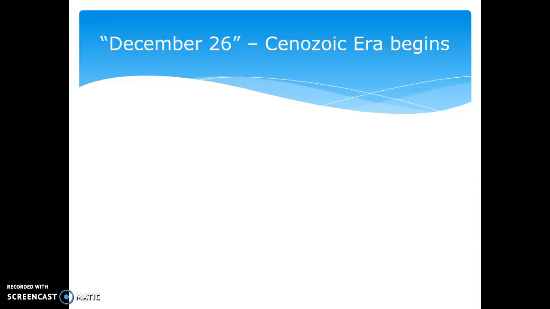Then December 26th, the Cenozoic era begins. And this is our current era. This is what we're in right now. And December 31st, humans appear. So in the grand scheme of things, are humans pretty new or are they pretty old? Hopefully you said pretty new.